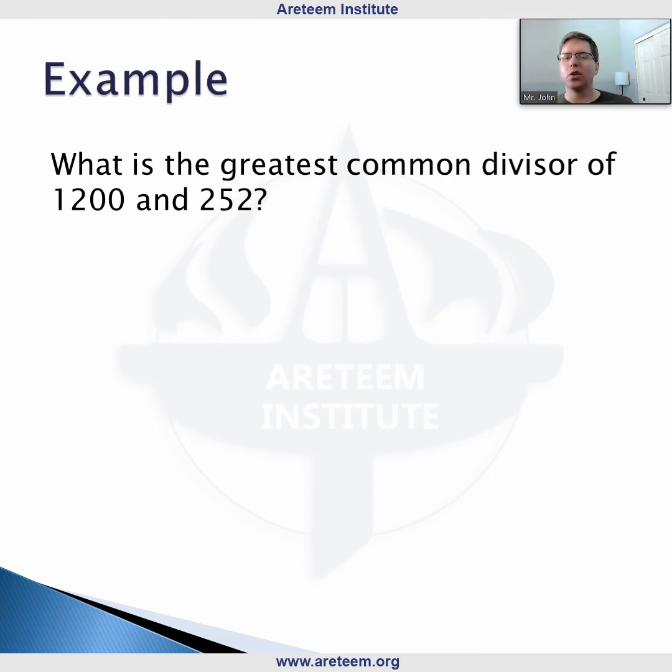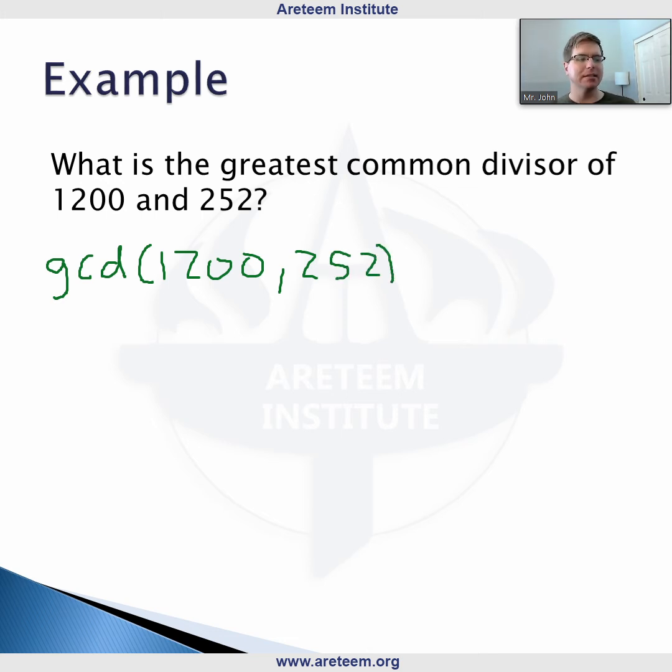So we want to find the greatest common divisor of 1200 and 252. Now there are a bunch of methods to do this, right? You can look at kind of just listing out the common factors. You can do some stuff with prime factorization and things like that. But let's practice here with our Euclidean algorithm for today.